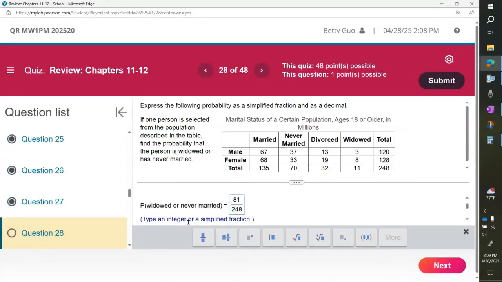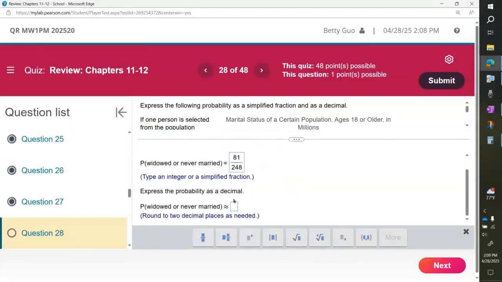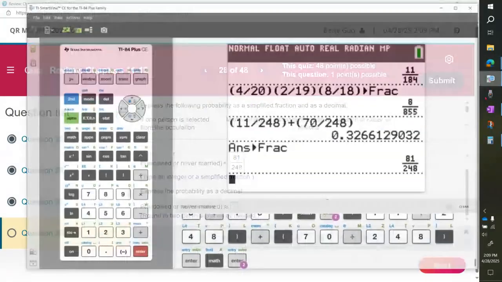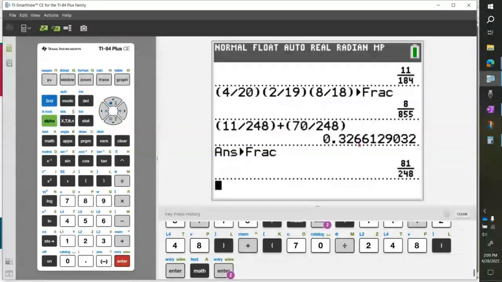Type an integer or a simplified fraction. Express the probability as a decimal, widowed or never married. Round to 2 decimal places as needed. So look here, we have the decimal. Round it up, right? Because 6 is bigger than 5. 0.33.